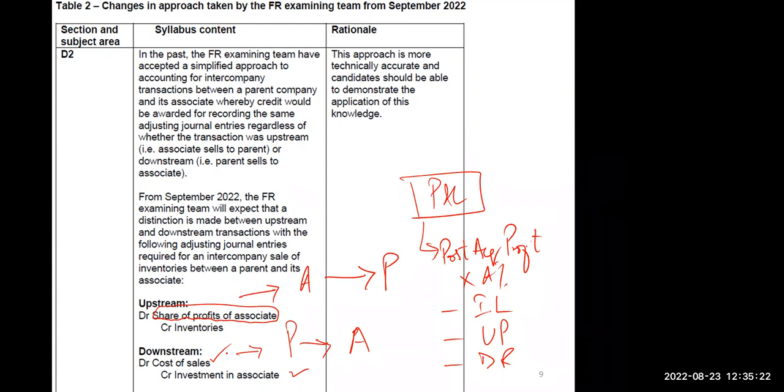So these are the adjustments that were introduced for the September session. It is highly likely that the examiner can ask a question from this part. So from this change, you should know when to adjust the cost of sales and when to adjust the share of associate profit.